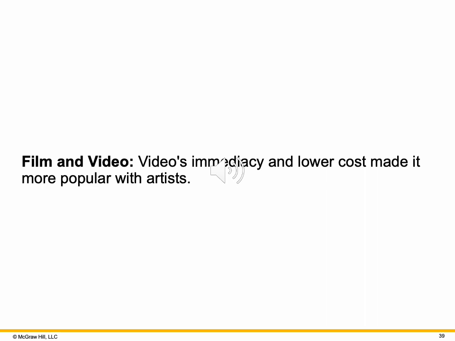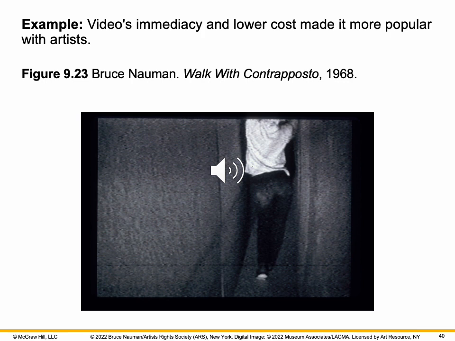Film and video. Video's immediacy and lower cost made it more popular with artists. Just as radio had been invented to allow sound captured by a microphone to be transmitted over the air, so video was invented to do the same for moving images captured by a camera. A video camera converts a moving image into electronic signals, which can be recorded on a magnetic strip. The live or recorded signals are transmitted to a monitor, which decodes them and reconstitutes the image for display.